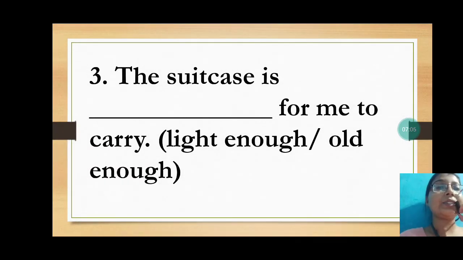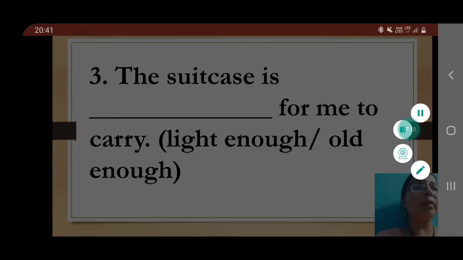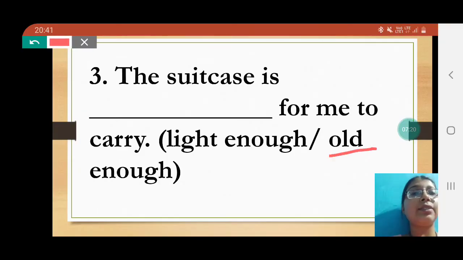Here is question number 3. The suitcase is dash for me to carry. Light enough or old enough? Old means it's something that is related to your age. Okay, and light enough means something that is related to weight. Okay, light weight. So the suitcase is dash for me to carry.